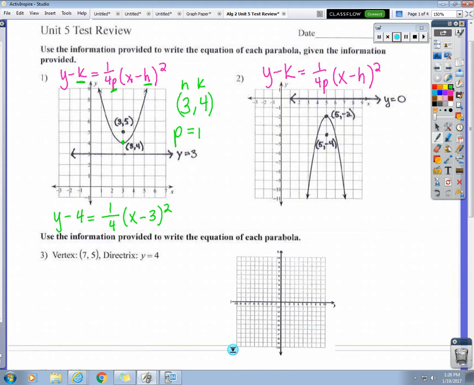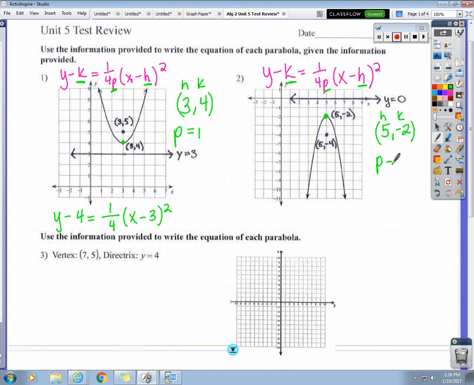Just like before, you have to fill in a number for the k, a number for the h, and a number for the p. The h and the k are the vertex, right? Which is (5, negative 2). Your vertex is always your h and your k. And the vertex of a parabola is where it changes directions. The point inside is the focus.